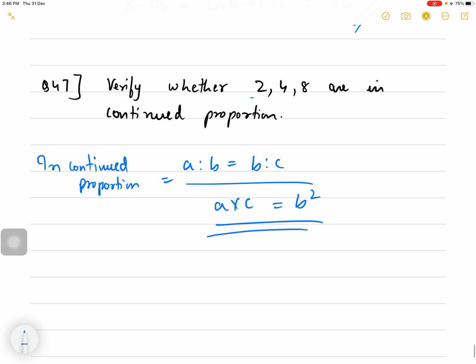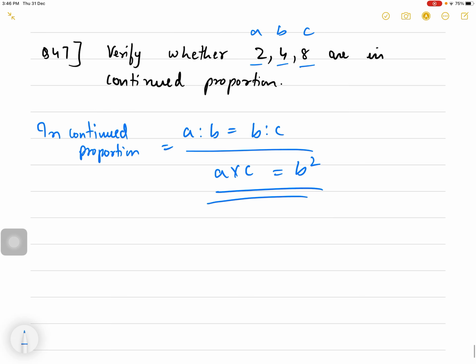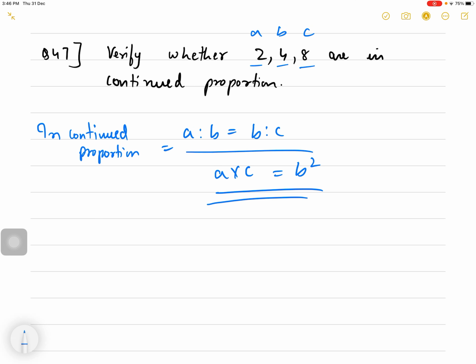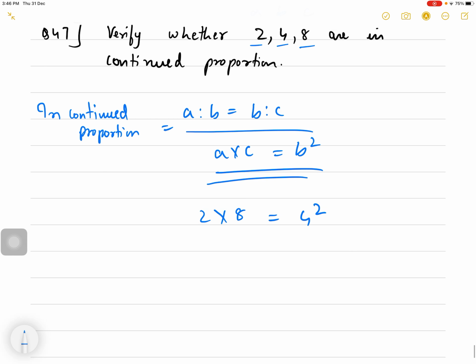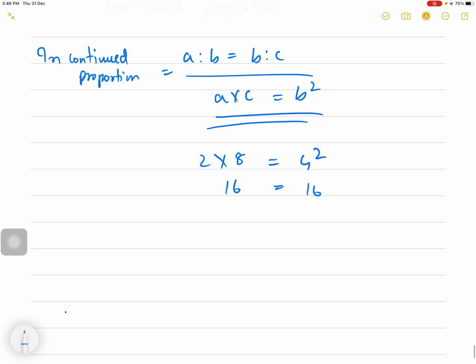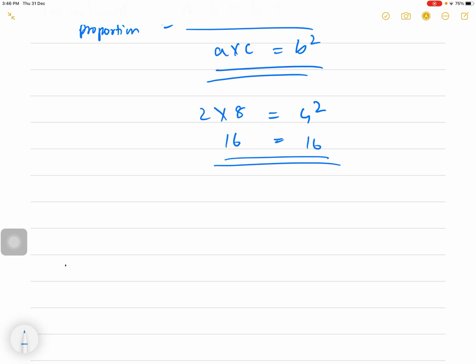Now in this case, 2 is A, 4 is B and 8 is C. Let's see whether this matches. If it matches, then it is continued proportion. Okay. So AC, that means 2 into 8 is equal to 4 square. If this is same, then it is in continued proportion. So 2 into 8 is 16 and 4 square is also 16. 4 into 4 is also 16. So 16 is equal to 16. Therefore, 2, 4, 8 are in continued proportion.